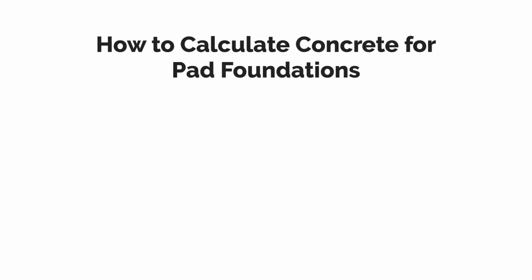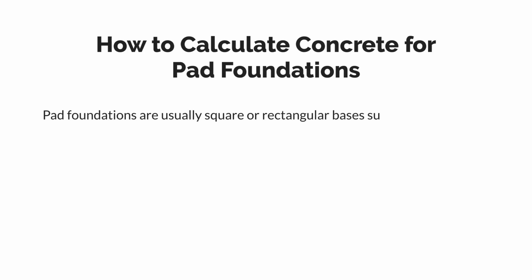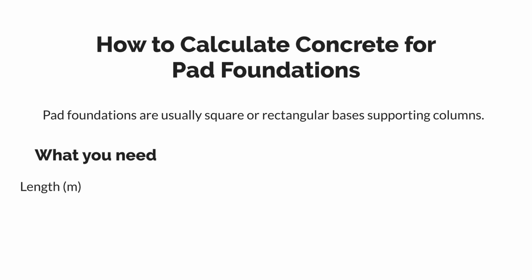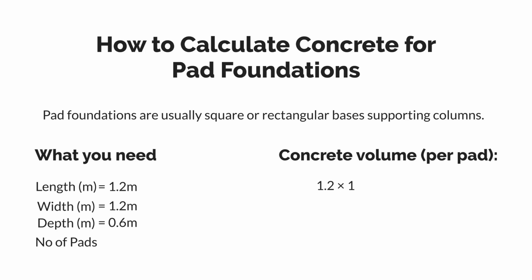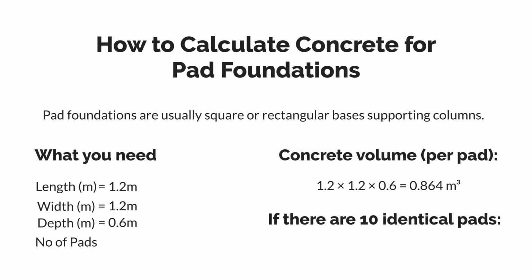We'll start with how to calculate for pad foundations. Pad foundations are usually square or rectangular bases supporting columns. What you need is the length, the width, the depth, and the number of pads. So here's a worked example. One pad foundation has a length of 1.2 meters, a width of 1.2 meters, and a depth of 0.6 meters. So the concrete volume per pad is 1.2 times 1.2 times 0.6, which gives us 0.864 cubic meters. If there are 10 identical pads, you multiply 0.864 by 10, which would give you 8.64 cubic meters.